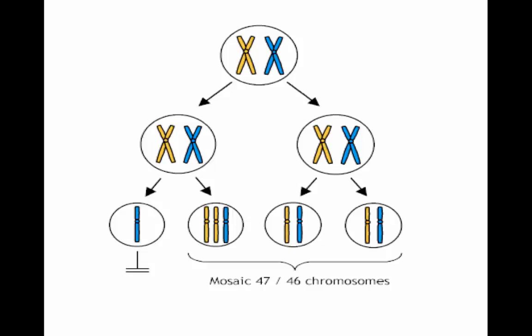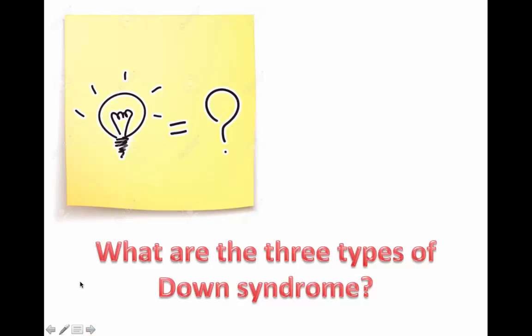And so because of the mosaic pattern of the cells, the term mosaicism is used. And so you can see the pattern here, all the mosaic. So you can pause here and answer the question, what are the 3 types of Down syndrome? And then when you answer the question, you can go ahead and continue.